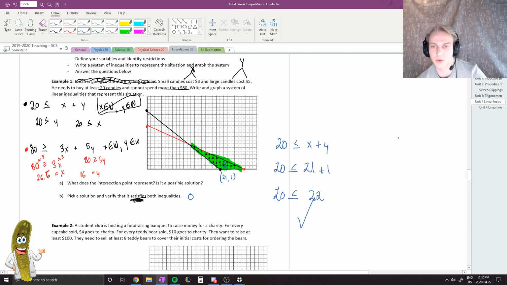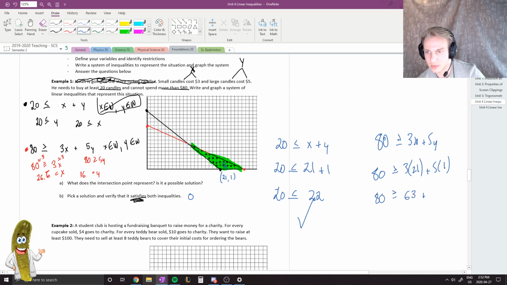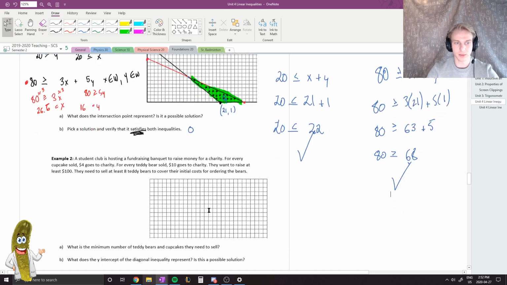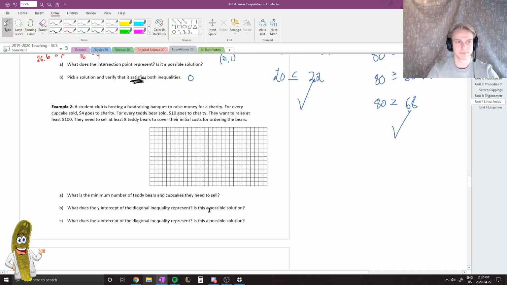And then to satisfy the other one, we would say 80 must be greater than or equal to 3x plus 5y. 80 must be greater than or equal to 3 times 21 plus 5 times 1. 3 times 21 is 63, plus 5 times 1 is 5, and 80 is, in fact, bigger than 68. So that means that yes, we have found a possible solution. That is one of the potential correct answers.